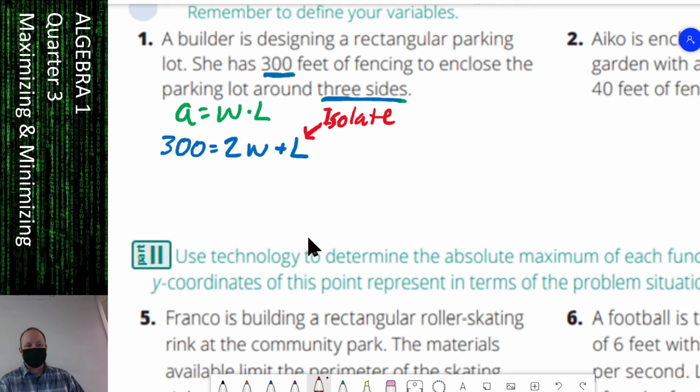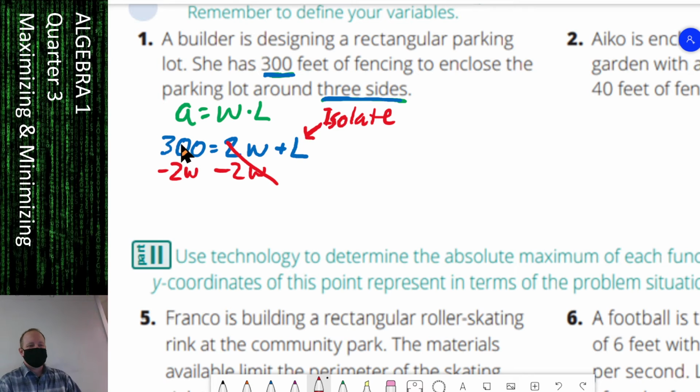What's keeping the L from being all by itself on one side of the equation? How do we get rid of the 2W? Divide. Not quite. What's the opposite of adding? So it's being added, so let's go ahead and subtract it away. Take it away from this side as well.